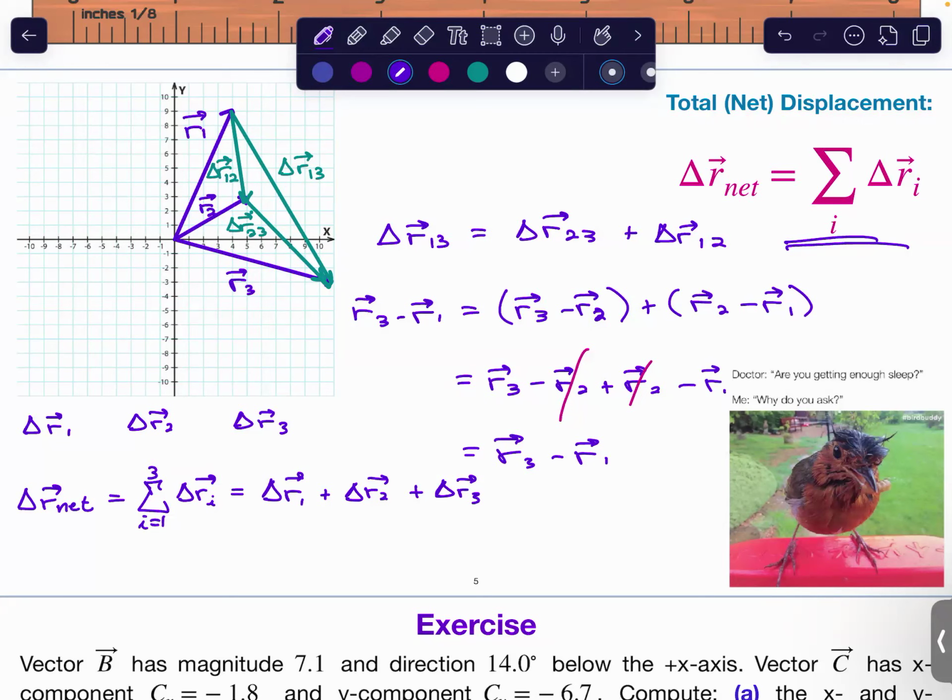Different example. The R3 minus R1 was to show you that this theorem does hold, that your net displacement vector is going to be the sum of all of your individual displacement vectors. So now let's say you have displacement vectors 1, 2, and 3. Your total displacement will be the vector addition of 1, 2, and 3. Each one of those has an x and y component, so just like all of the vector addition you've been doing, you add together the x's, you add together the y's, and you have your new vector.